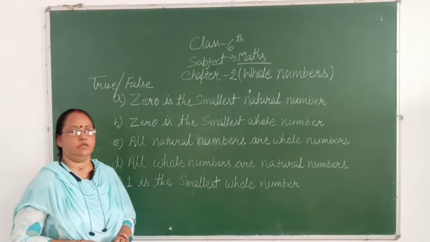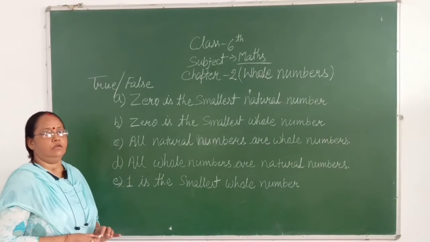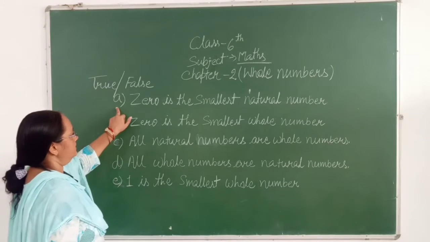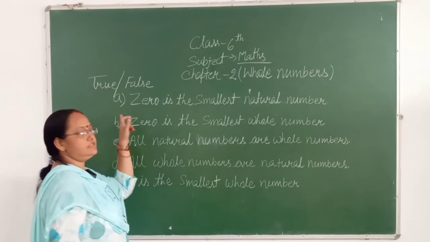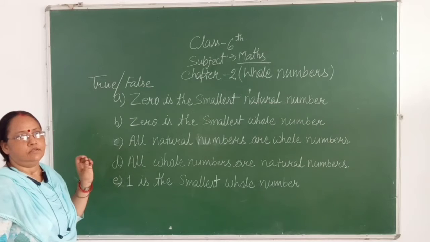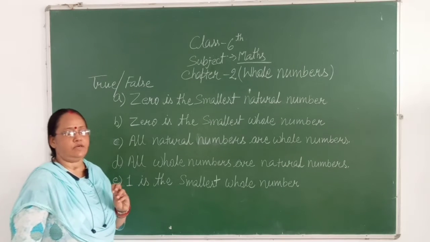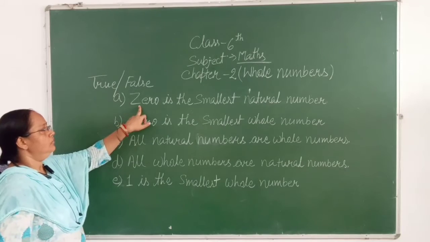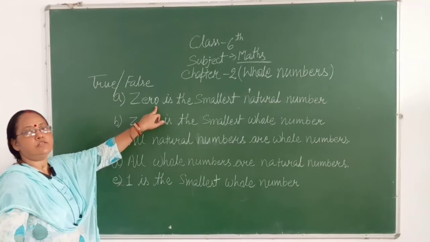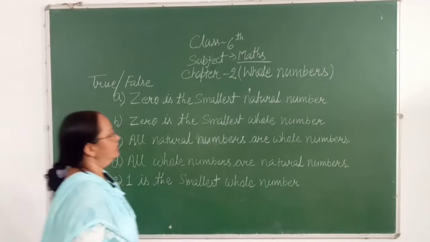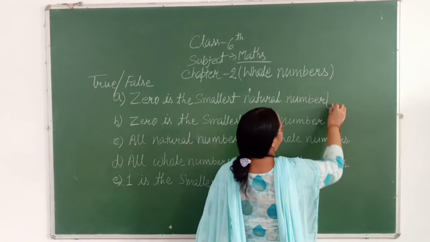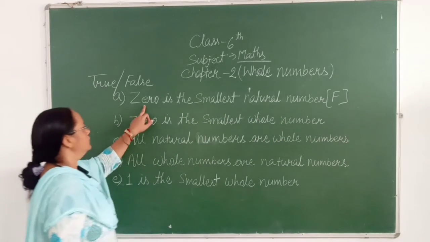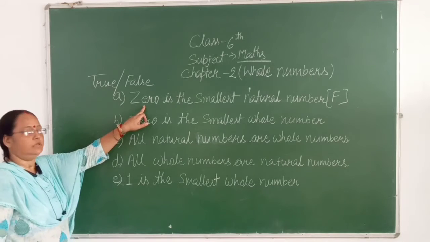Students, some basic questions on whole numbers. Question A says 0 is the smallest natural number. Is it true or false? Do you know 0 is the smallest whole number? So this statement is false, because 0 is the smallest whole number.